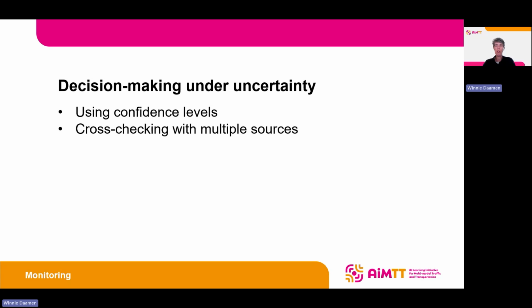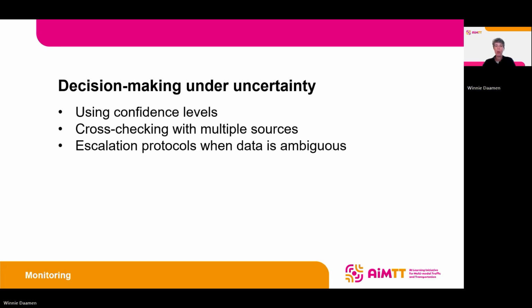A sensor alert, a steward report, and a quick camera glance together paint a clearer picture than any single source. And when the data remains ambiguous, teams rely on escalation protocols, so decisions are made deliberately rather than reactively. Uncertainty is not a failure, it's a normal part of real-time operations.